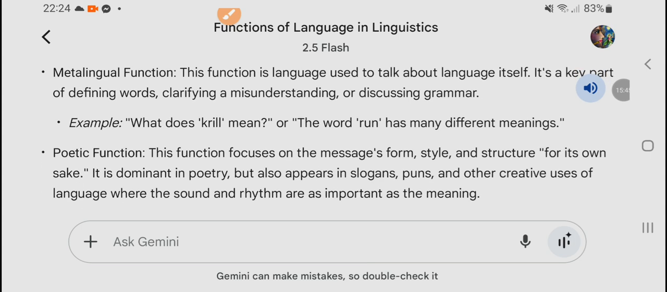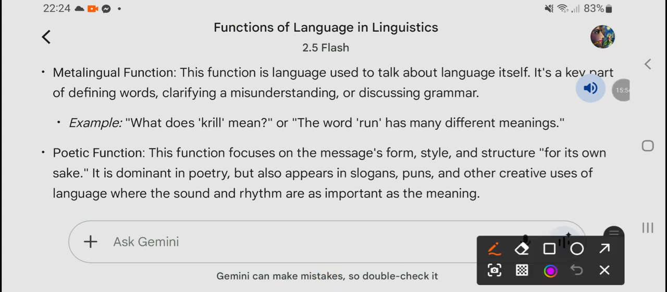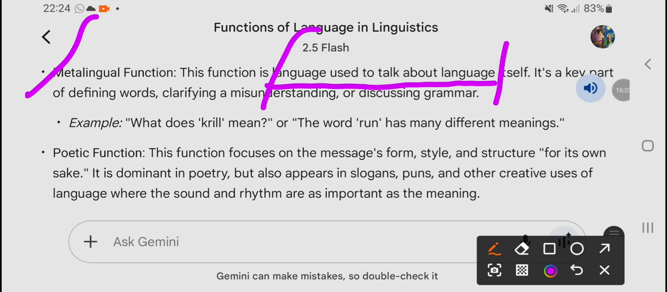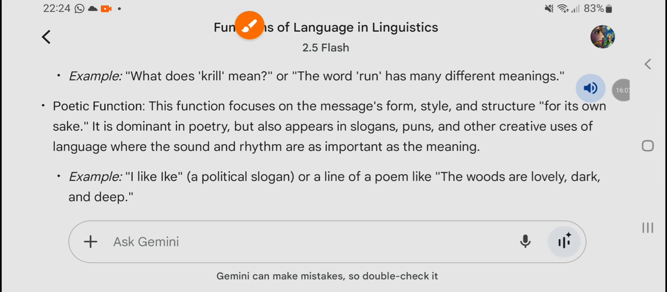Why? Because I'm teaching linguistics through language. So this is called metalingual function. Okay, so this is metalingual function. When language is used to talk about language, I am using language to talk about language. So this is metalingual function.